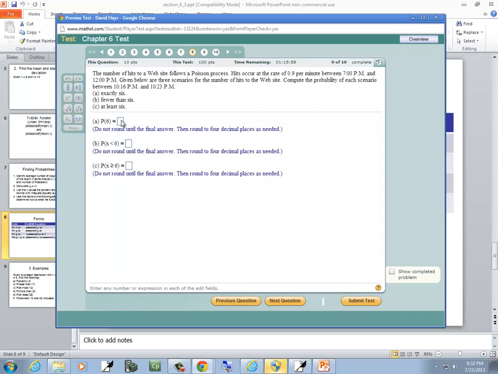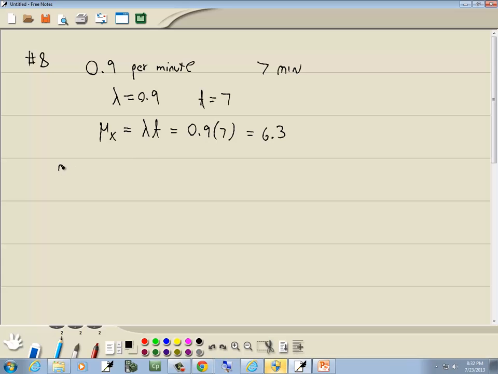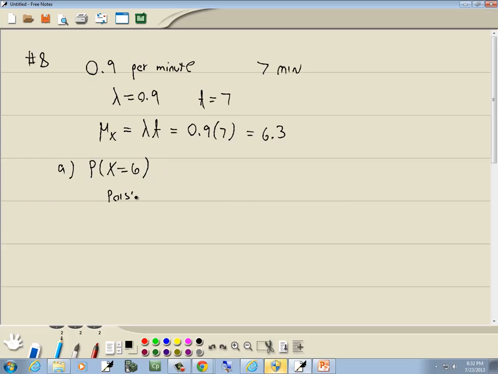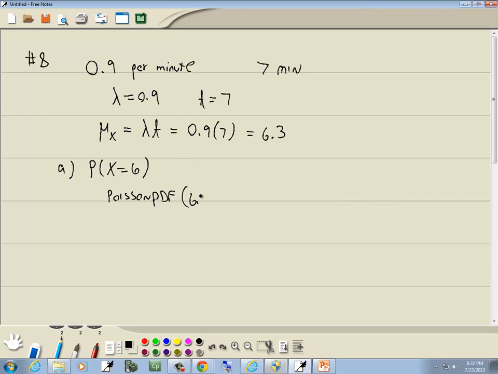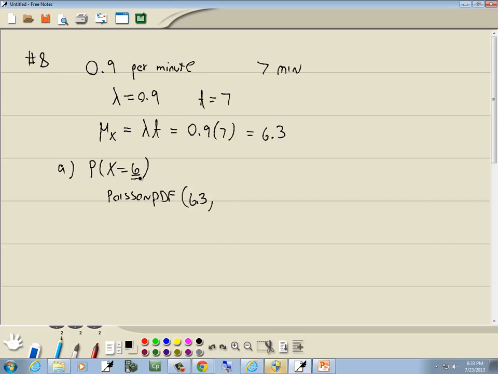Exactly 6, part A. Exactly 6 means x equals 6. If I come over here, these are the forms we've got: equal to, less than or equal to, greater than or equal to, or between 2 values. This is the first one, which tells us to use Poisson PDF. So Poisson PDF, and then our mean, which we said was 6.3, comma, A, which would be the number. So this is our A right here. We put in 6, and that'll give us our answer.